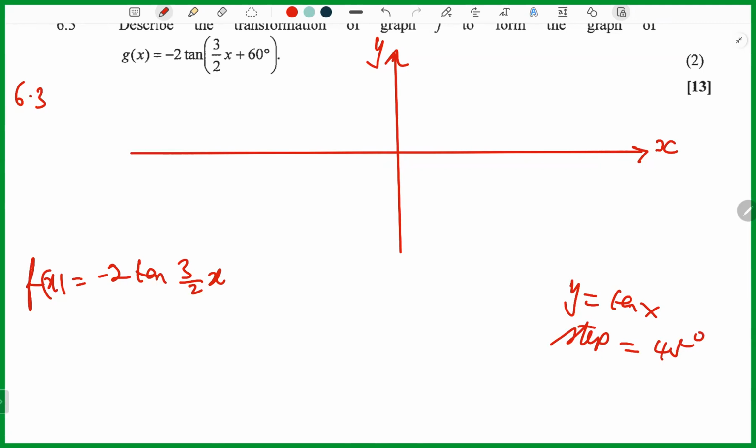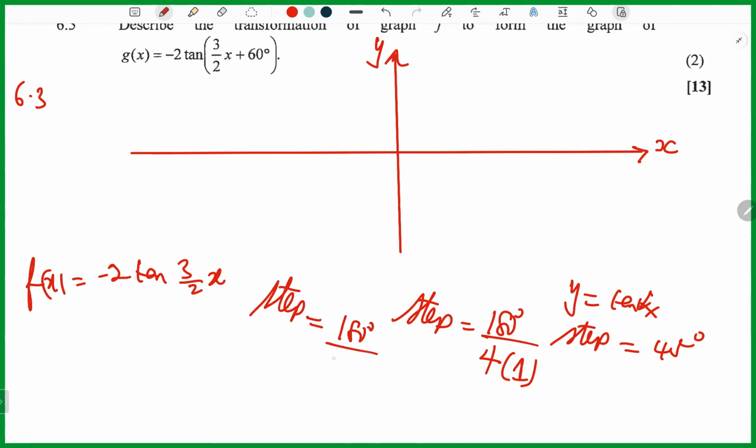That's one thing you need to realize, and therefore generally the step would be calculated as the period divided by 4 times the coefficient of the x. So at this point, if you look at this, the step is 180 degrees over 4 times the coefficient, which is 3 over 2.